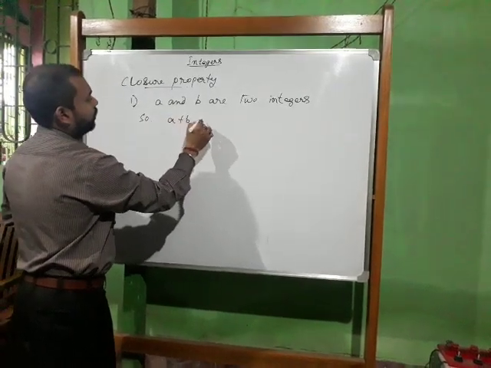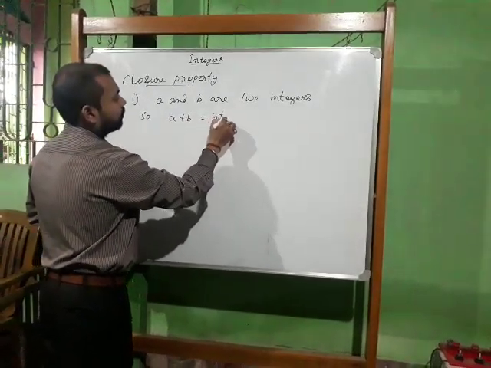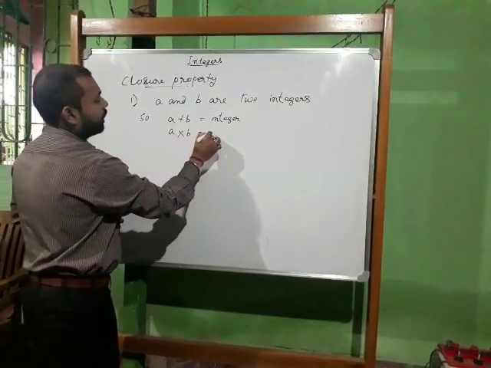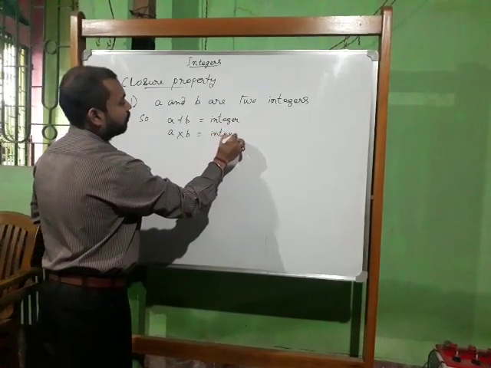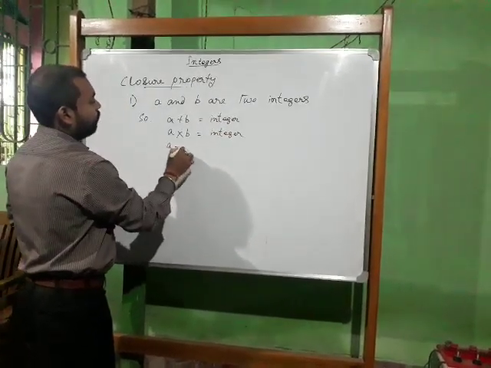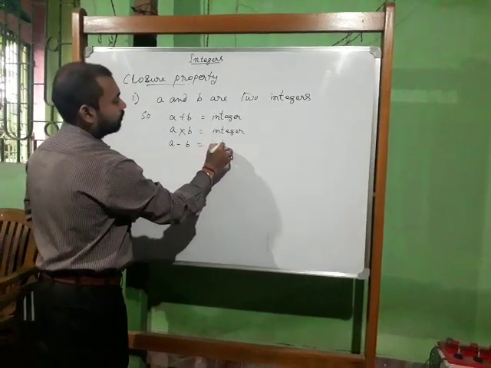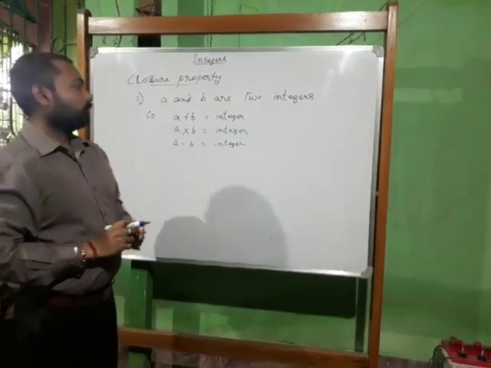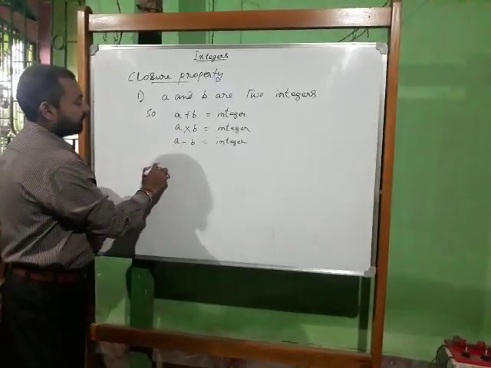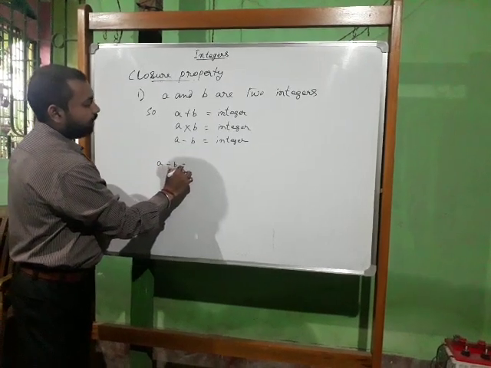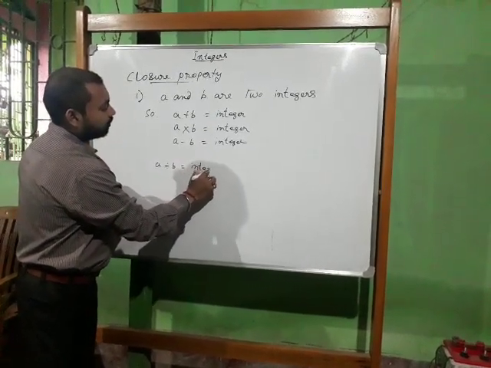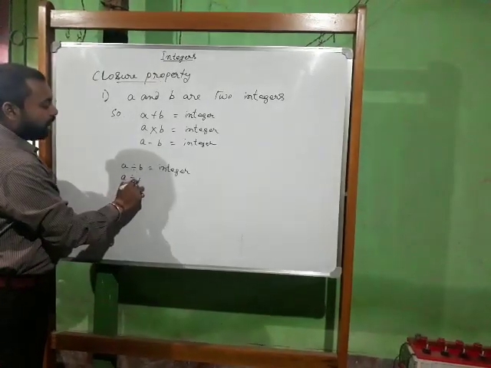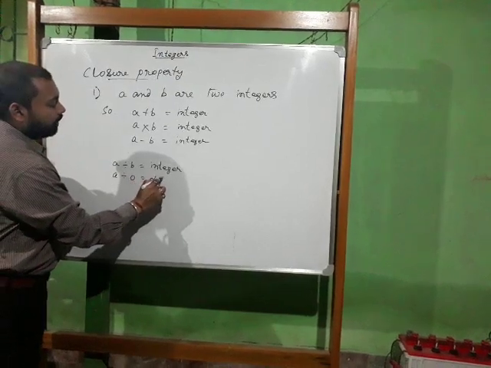So a plus b is an integer, a into b is also an integer, a minus b is also an integer, but for division, as we know, in some cases a divided by b will give you an integer, but if we divide a divided by 0, the answer will be undefined.